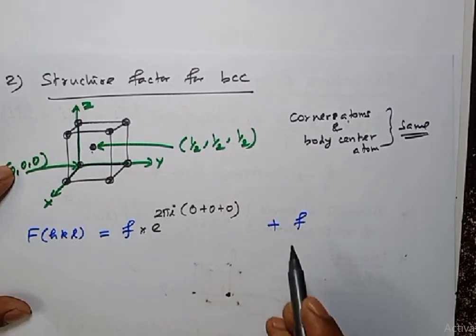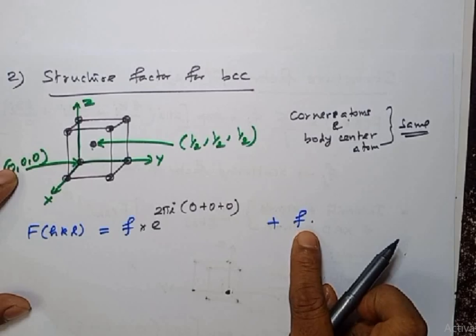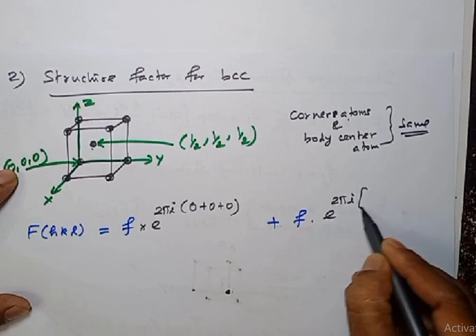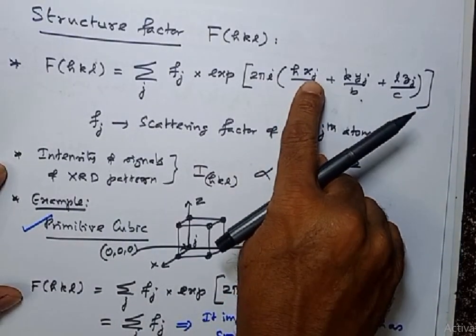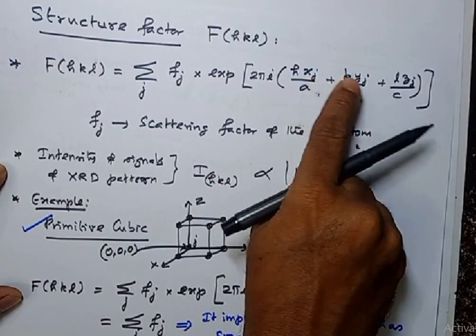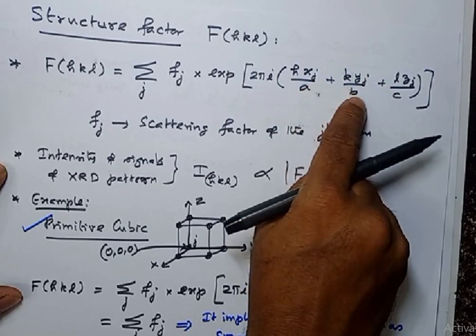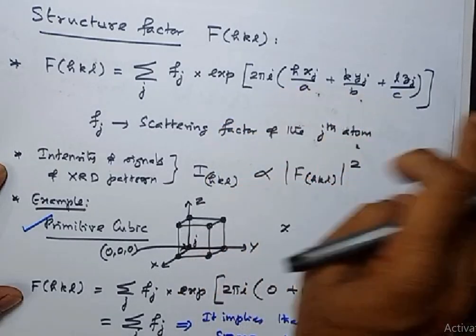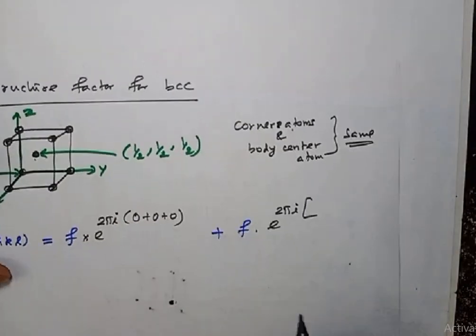Plus, for the central atom, the scattering factor is the same, into e power 2 pi i into, for the central atom, listen, xj value is half, yj is half, zj is also half of a, b, c values. Since it is cubic, all the edge lengths are equal. So this is a, this is also a, this is also a.